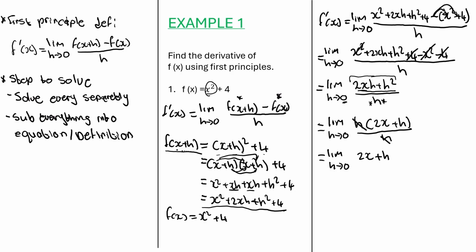Now you can substitute. Now you can do the last part, which is substitute your h, which is equal to 0. The second you substitute your h, which is equal to 0, make sure you stop writing the limit as h approaches 0. So you just write 2x plus 0, then you say is equal to 2x, and just like that you have solved your question.